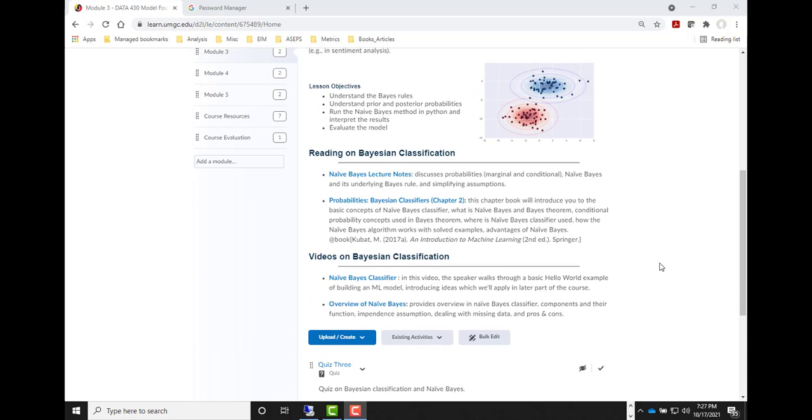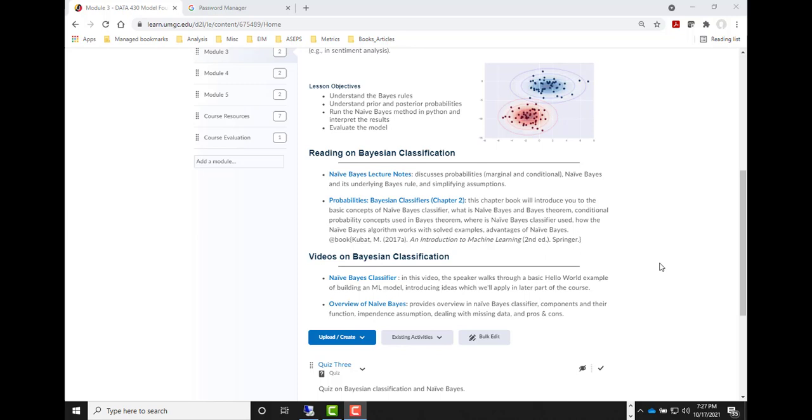Again, as in previous modules, there are reading materials. Here you can see the lecture notes discuss probability. Like I said, Naive Bayes makes use of probability, so you would understand marginal and conditional probabilities, the Bayes rule, how the Bayes rule updates existing information, and also the underlying assumption. There is also a book chapter that provides richer content in explaining the concept of Naive Bayes, the Bayes theorem, the rule, and conditional probability.